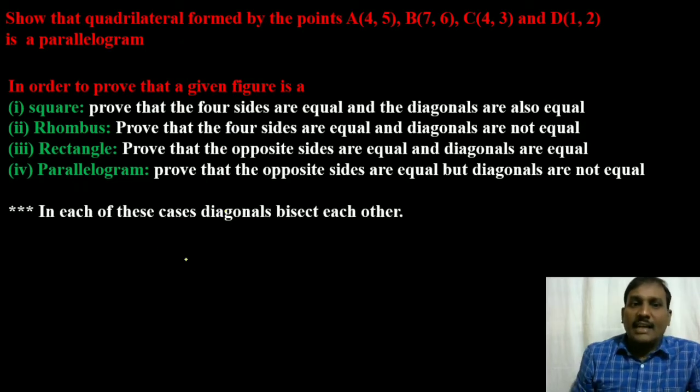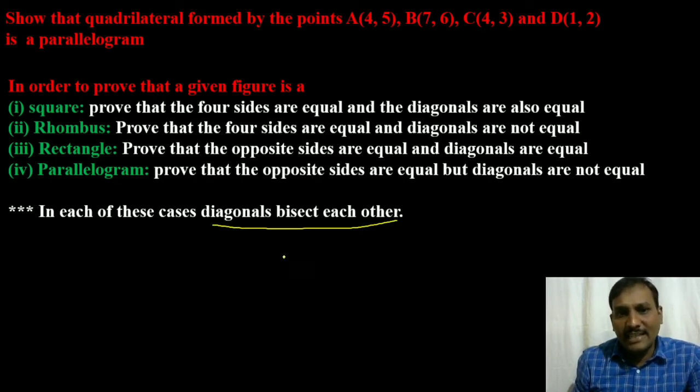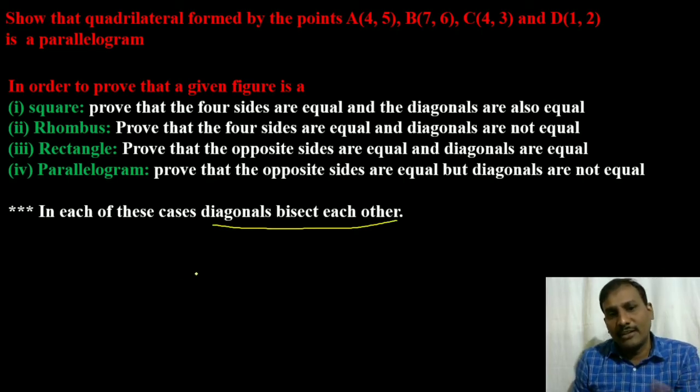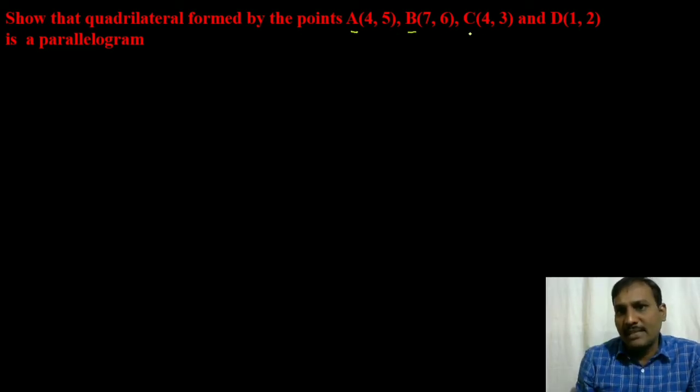The diagonals bisect each other. The diagonals bisect each other means the midpoint of one diagonal is equal to the midpoint of the other diagonal, that is, both the diagonals have the same midpoint. Okay, problem: A, B, C, D we have.